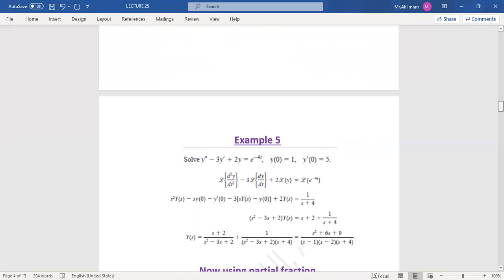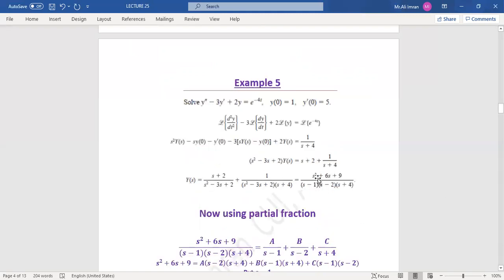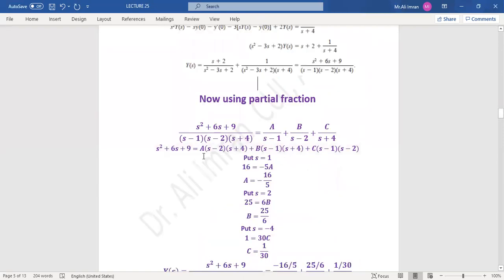If we further simplify this, we will have Y of s is equal to s square plus 6s plus 9 divided by s minus 1 into s minus 2 into s plus 4. It is hard to find the inverse Laplace of the right hand side, so we will simplify this with the help of partial fractions. We can write s square plus 6s plus 9 divided by s minus 1 into s minus 2 into s plus 4 is equal to A divided by s minus 1 plus B divided by s minus 2 plus C divided by s plus 4.